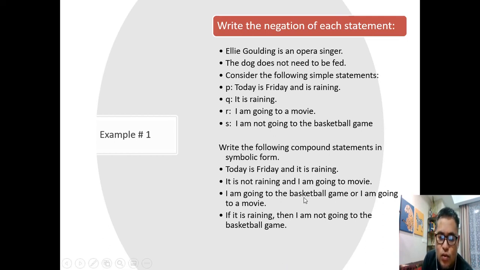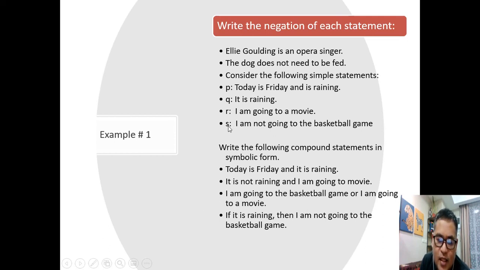I am going to the basketball game, or I am going to a movie. So again, what is the connector or the connective? Or. So that is or, the symbol V. Now, I am going to a basketball game.